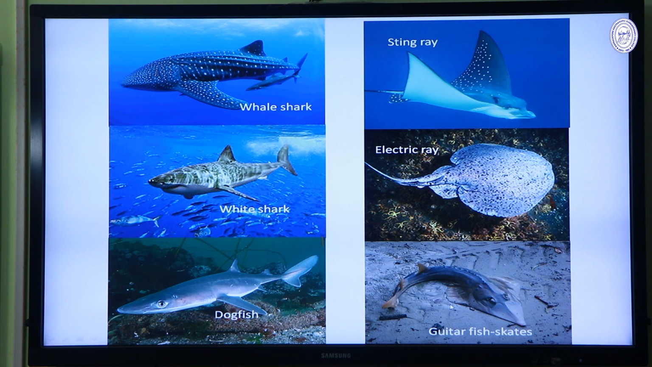The guitar fish is not called a ray, but they are called skates because they have a pointed elongated rostrum in their head. So, they are not blunt and round-shaped like rays, but they have pointed rostrum-like appendages. That is why they look like a guitar and are also called guitar fish.